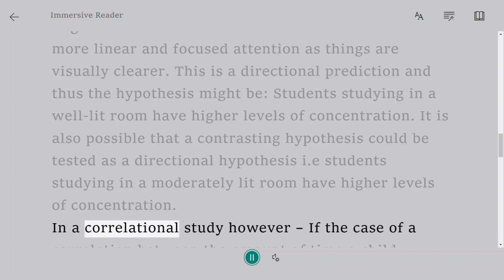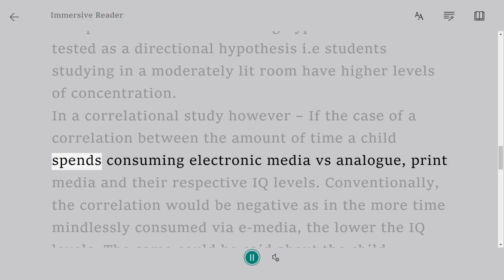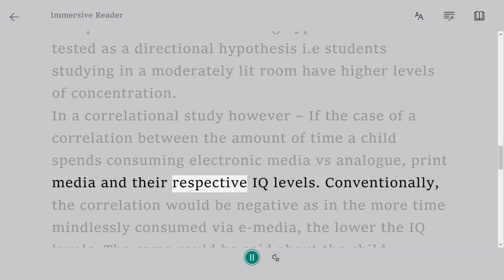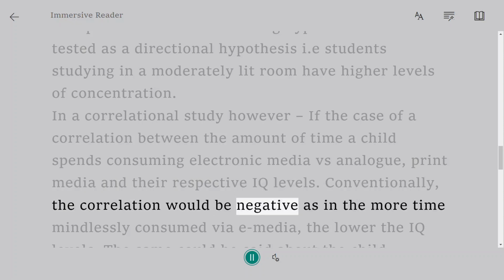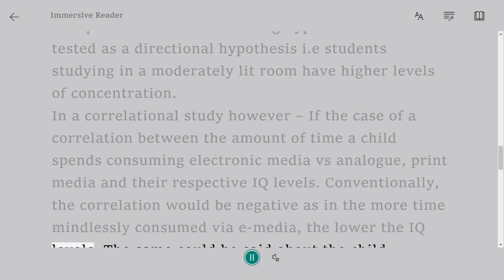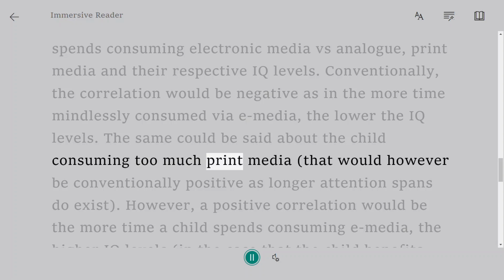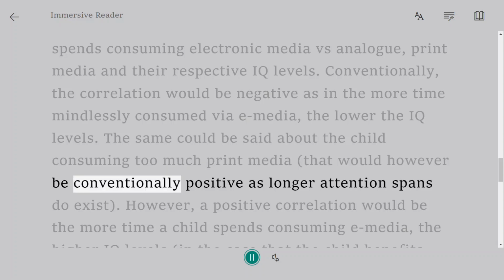In a correlational study, however, take the case of a correlation between the amount of time a child spends consuming electronic media versus analog, print media, and their respective IQ levels. Conventionally, the correlation would be negative, as in the more time mindlessly consumed via e-media, the lower the IQ levels. The same could be said about the child consuming too much print media. That would however be conventionally positive, as longer attention spans do exist.